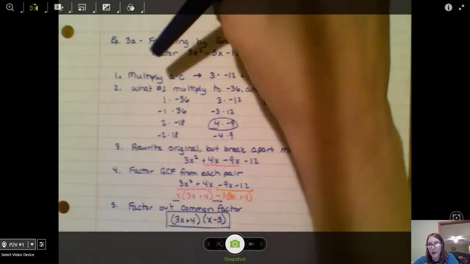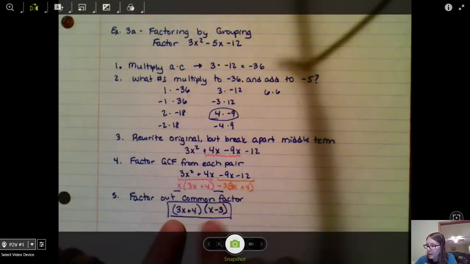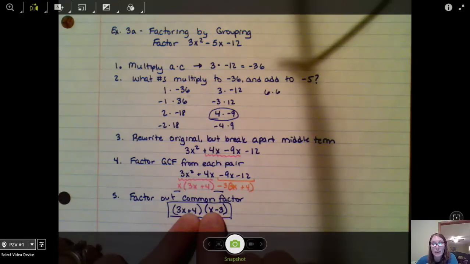And we could always double check by FOILing this back out. 3x times x is 3x squared, minus 9x plus 4x, that's our minus 5x we needed, minus 12.